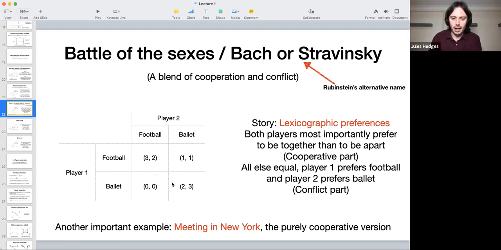There's a variant of this which is actually a bit more common, which is traditionally called Meeting in New York, which is a purely cooperative version, which is symmetrical. So that's the no conflict version, where neither player has preferences over where they go. They only care about being in the same place. So I'll probably set an exercise or two on that game instead of showing you in the slides.